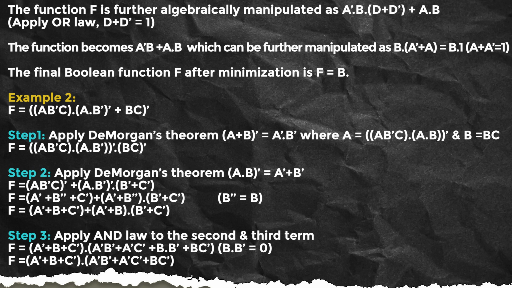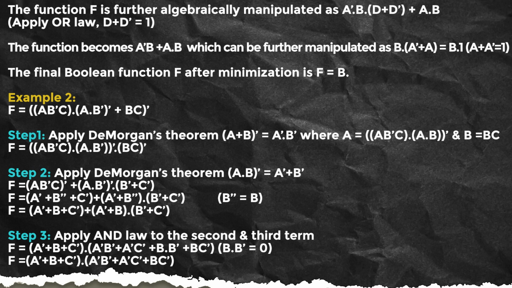So, now you can apply AND laws to the second and third term. For the second and third term, I just use the distributive property and we have applied the AND laws. You can say that (A bar + B double bar) becomes (B + C bar) within brackets dot (A bar B bar + A bar C bar + B dot B bar + BC bar). So we know from the AND law B dot B bar is equal to 0. Therefore, that term gets reduced.